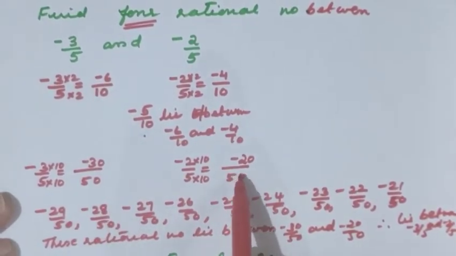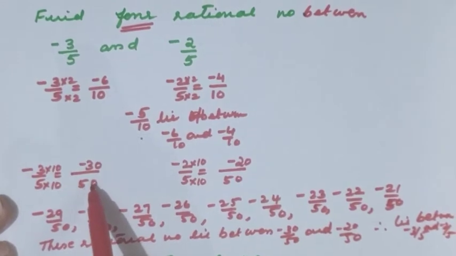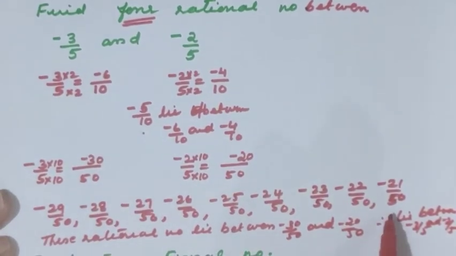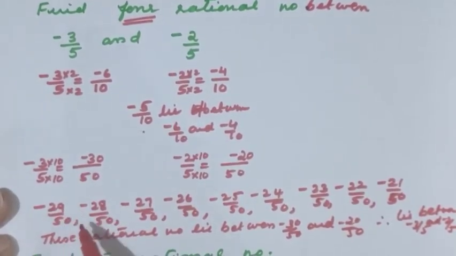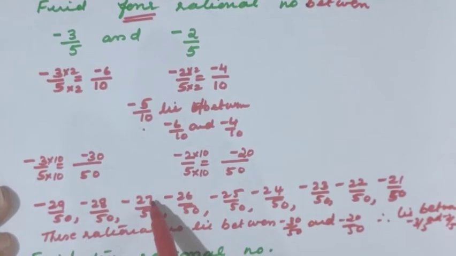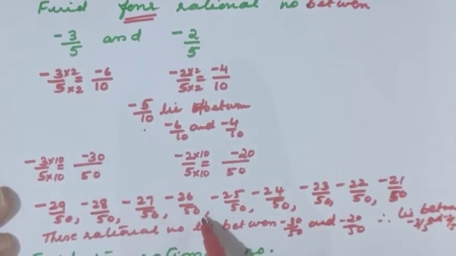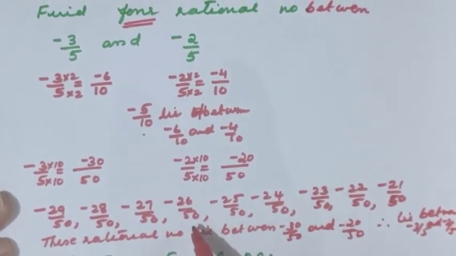So here also it is minus 20 by 50 and here minus 30. In between these, many rational numbers you have seen. From this, you can take any 4. Suppose anybody wants to write minus 29 by 50, minus 28 by 50, minus 27 by 50, minus 26 by 50, we can write and we can finish.